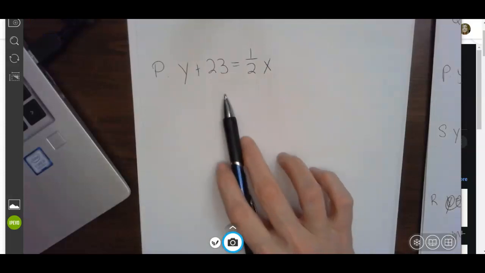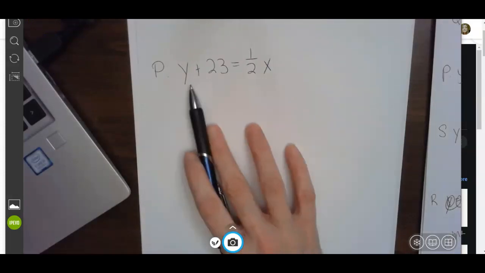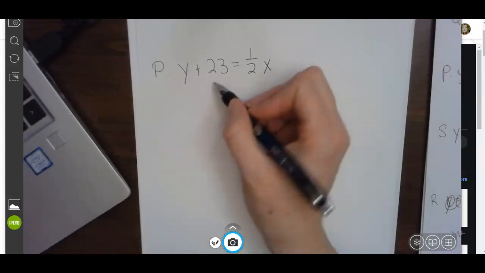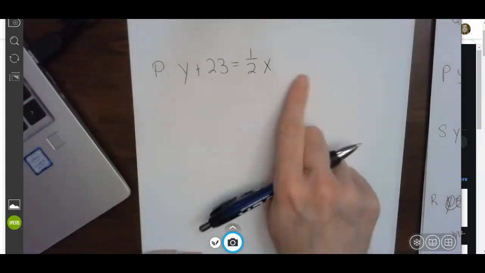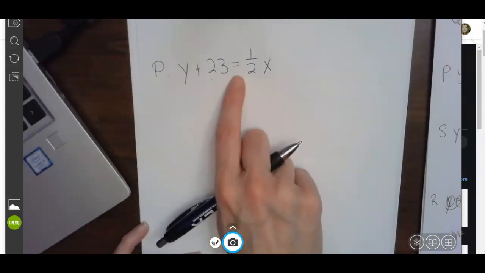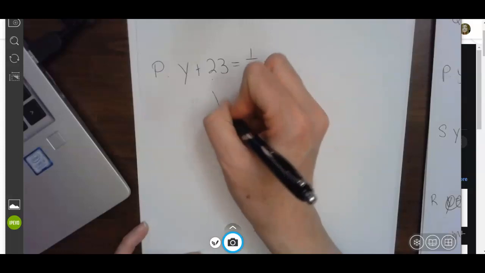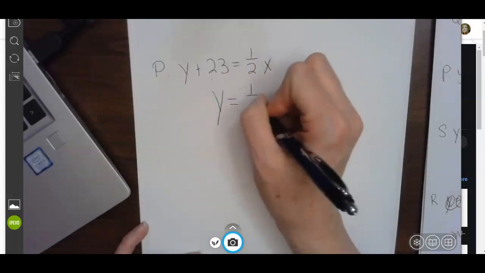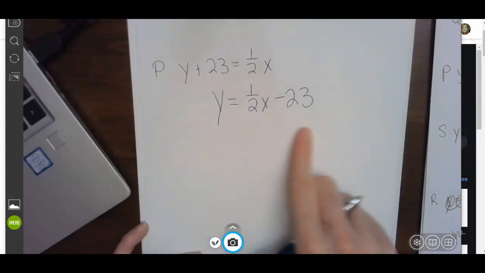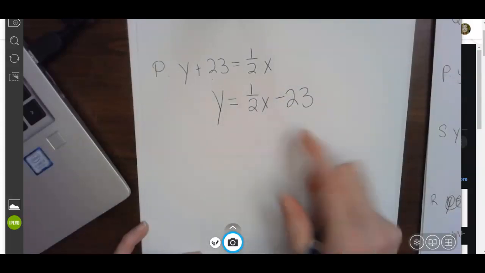Okay, so now let's look at this one. This was P, and it's y plus 23 equals 1/2 x. So what we need to do is move this 23 over to this side. This is how we do that. Remember, when you cross the equal sign, it changes the sign. So it's going to be y is equal to 1/2 x minus 23. And that is y-intercept form.